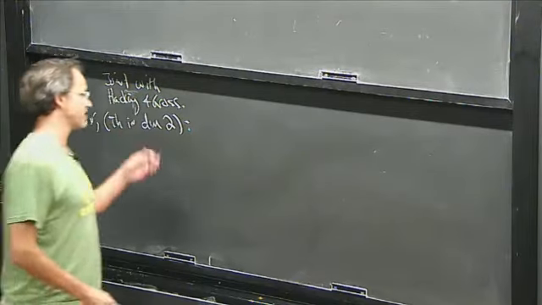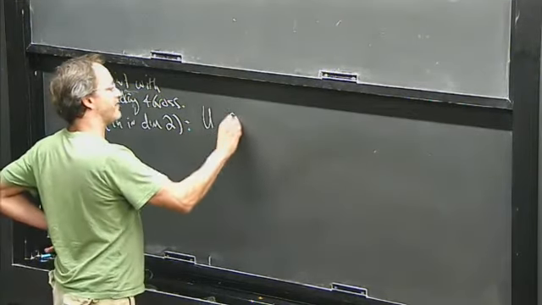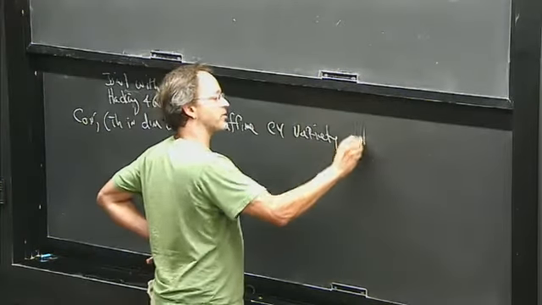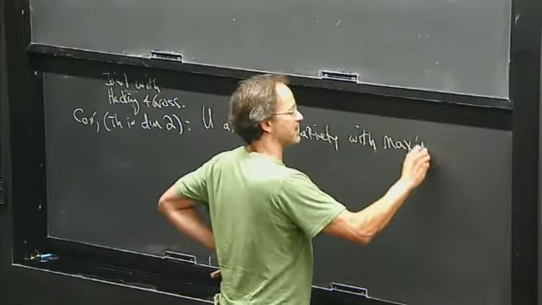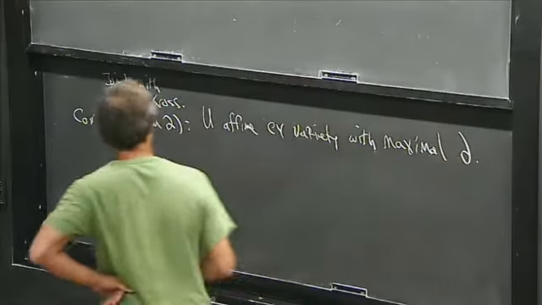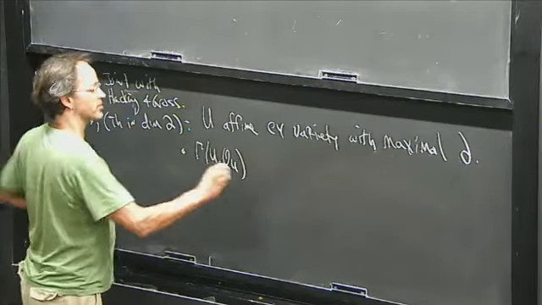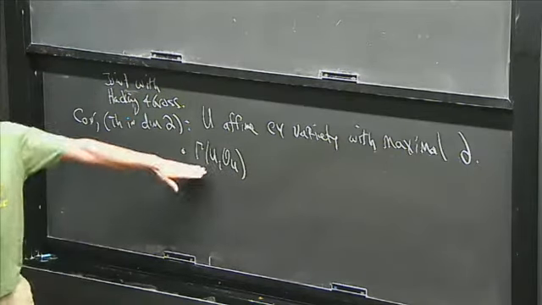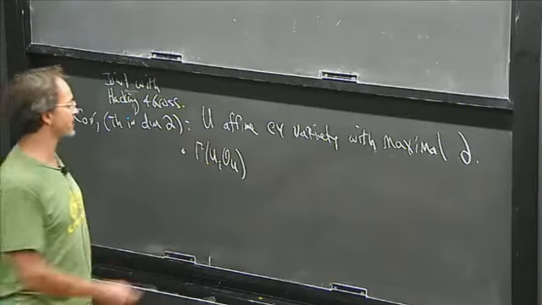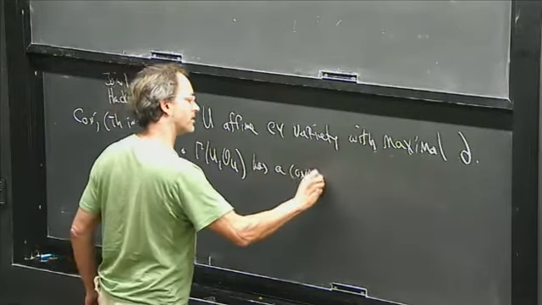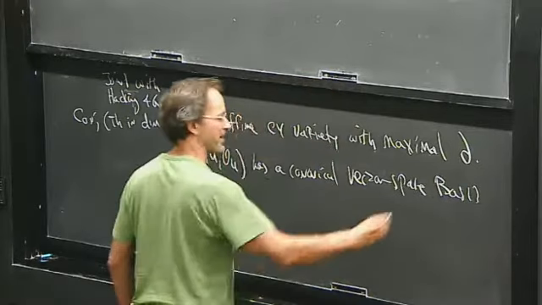The theorem says that U is going to be an affine Calabi-Yau variety with maximal boundary. I'll have to define what that means. Then the claim is that, first of all, if I look at the functions on U, it's an affine variety, so it has lots of functions. Look at the ring of functions, but think of it just as a vector space. This has a canonical vector space basis. It's not quite a basis, put it in quotes.